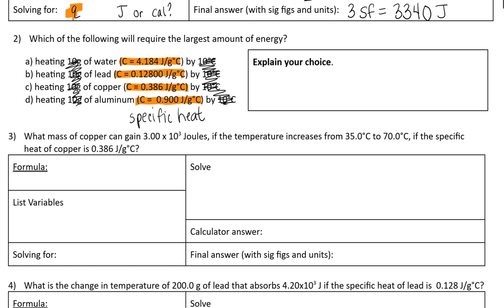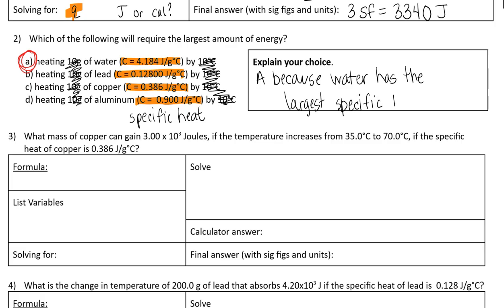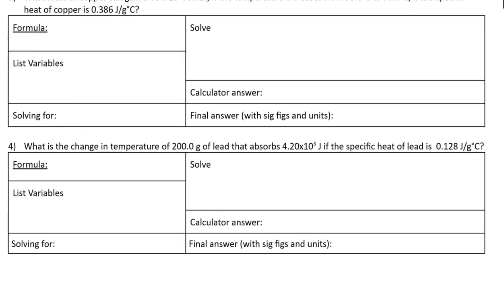Okay, and so what we are looking for is which one will require the largest amount of energy. We want something with a really large specific heat. The biggest specific heat that I see is letter A. So the answer is A, because water has the largest specific heat. So large specific heat means it takes a lot of energy to change temperature. All right, let's go back to a math question quick.